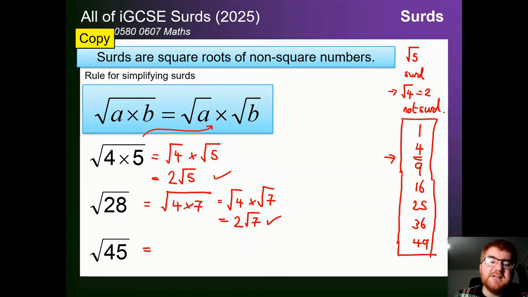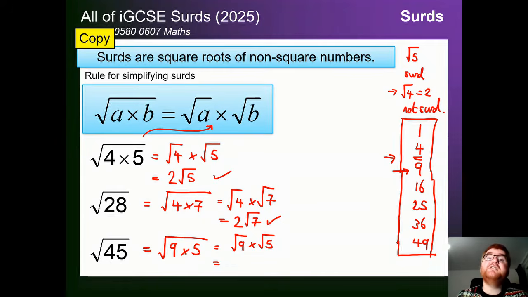If we take our next example here, the square root of 45, I want two numbers that multiply to give me 45. One number comes from my list. Notice 15 and 3 is not in my list, but 9 and 5 is, or at least the 9 is in my list. Then we can split this into the square root of 9 times the square root of 5. The square root of 9, something times something gives you 9. What is the something? That's going to be 3. And then we write the 5 next to it, like so.